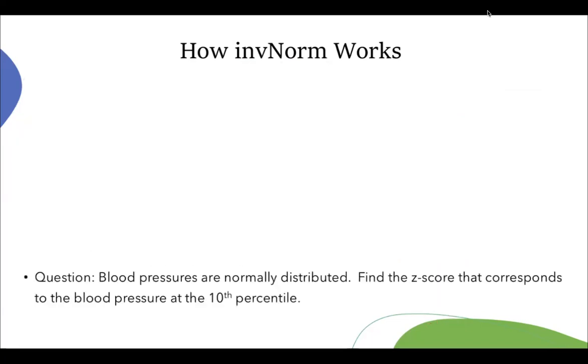So how does invNorm work? Let's look at a question. Blood pressures are normally distributed, so build a bell curve. Find the z-score. So this question is dealing with z-scores, where we know the center is 0 and the standard deviation is 1. And we're asked to find the z-score for the blood pressure at the 10th percentile. So we have the z-score, that's what we're being asked to find, and we have the area, the 10th percentile.